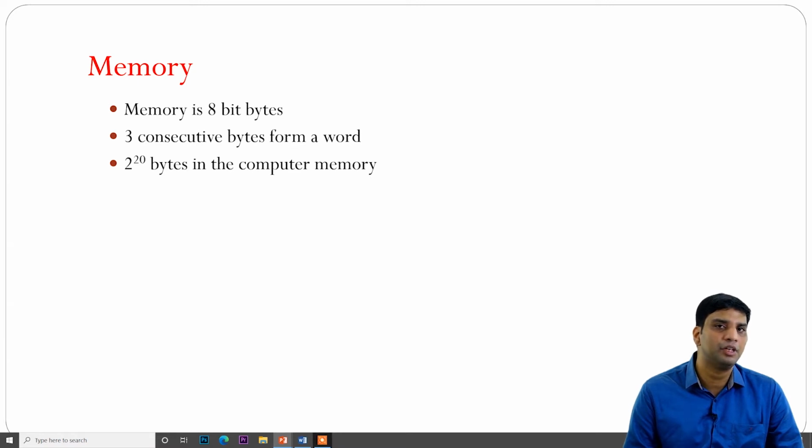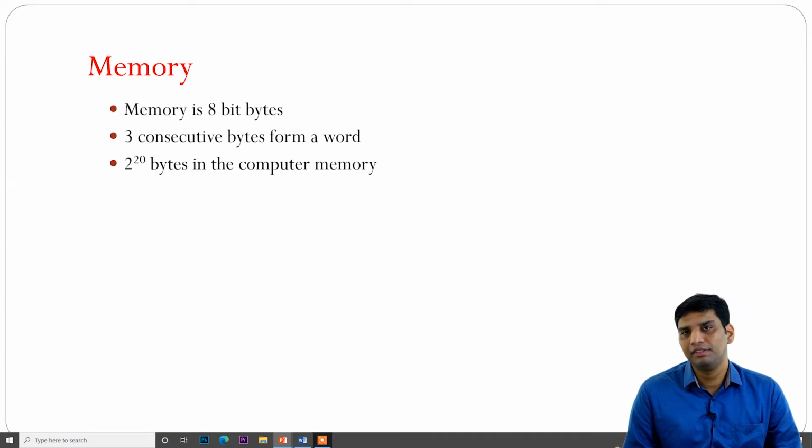What is 3 consecutive bytes? First byte, second byte and third byte. So you should not confuse in this way, that is first byte, fourth byte and seventh byte. There are 3 bytes, but 1, 4 and 7 are not consecutive bytes. So 3 consecutive bytes form a word: 1, 2, 3 or 2, 3, 4. So consecutive bytes form a word.